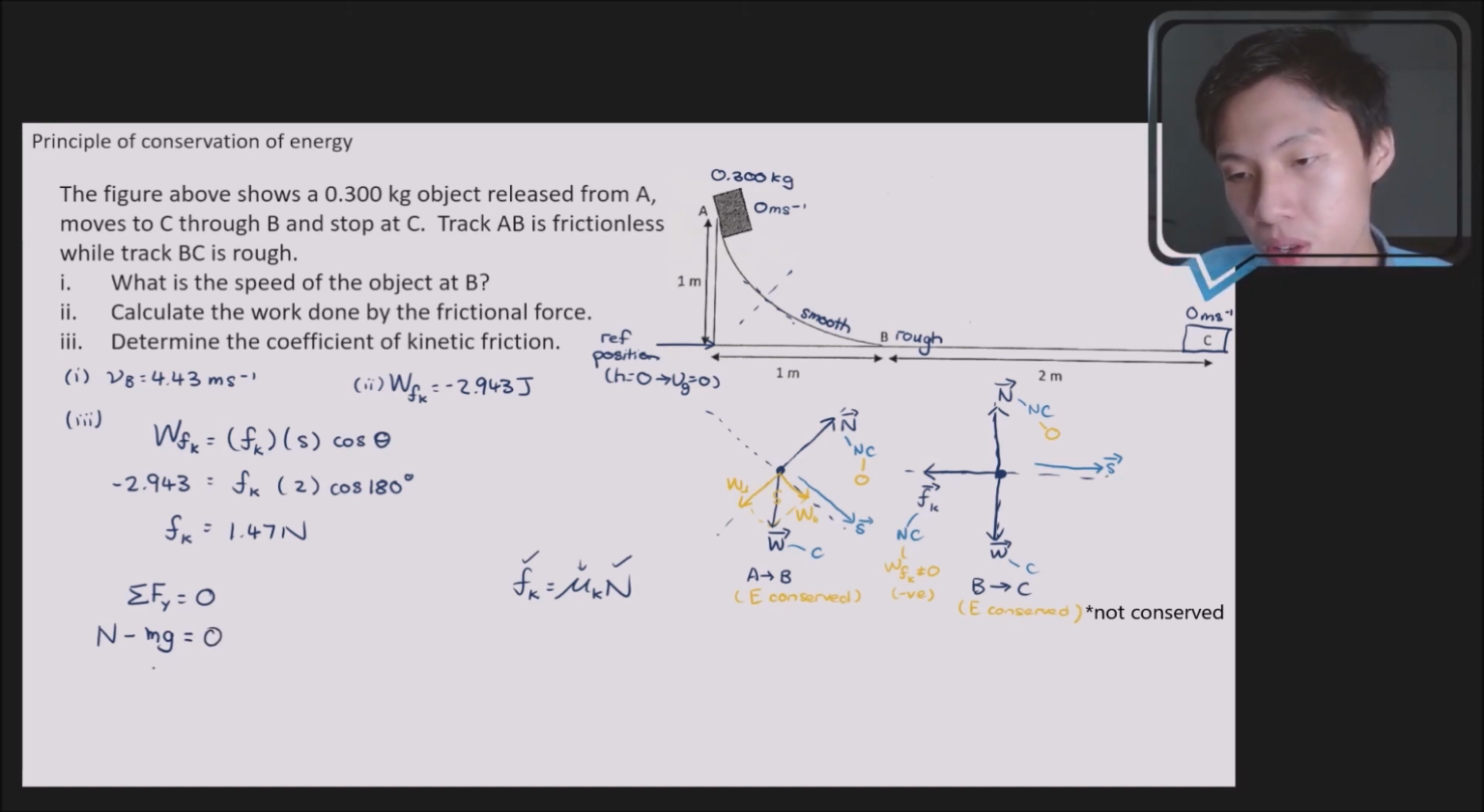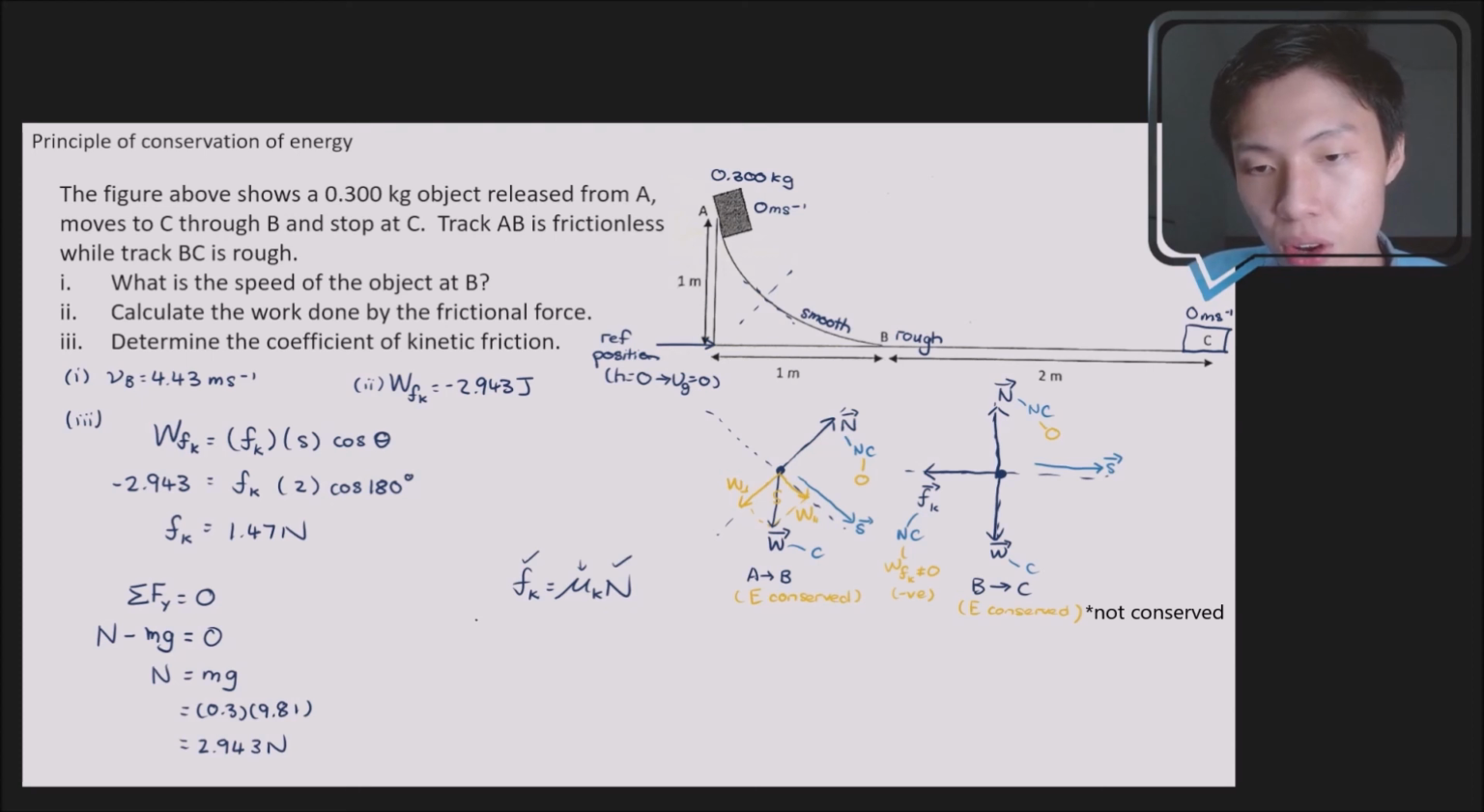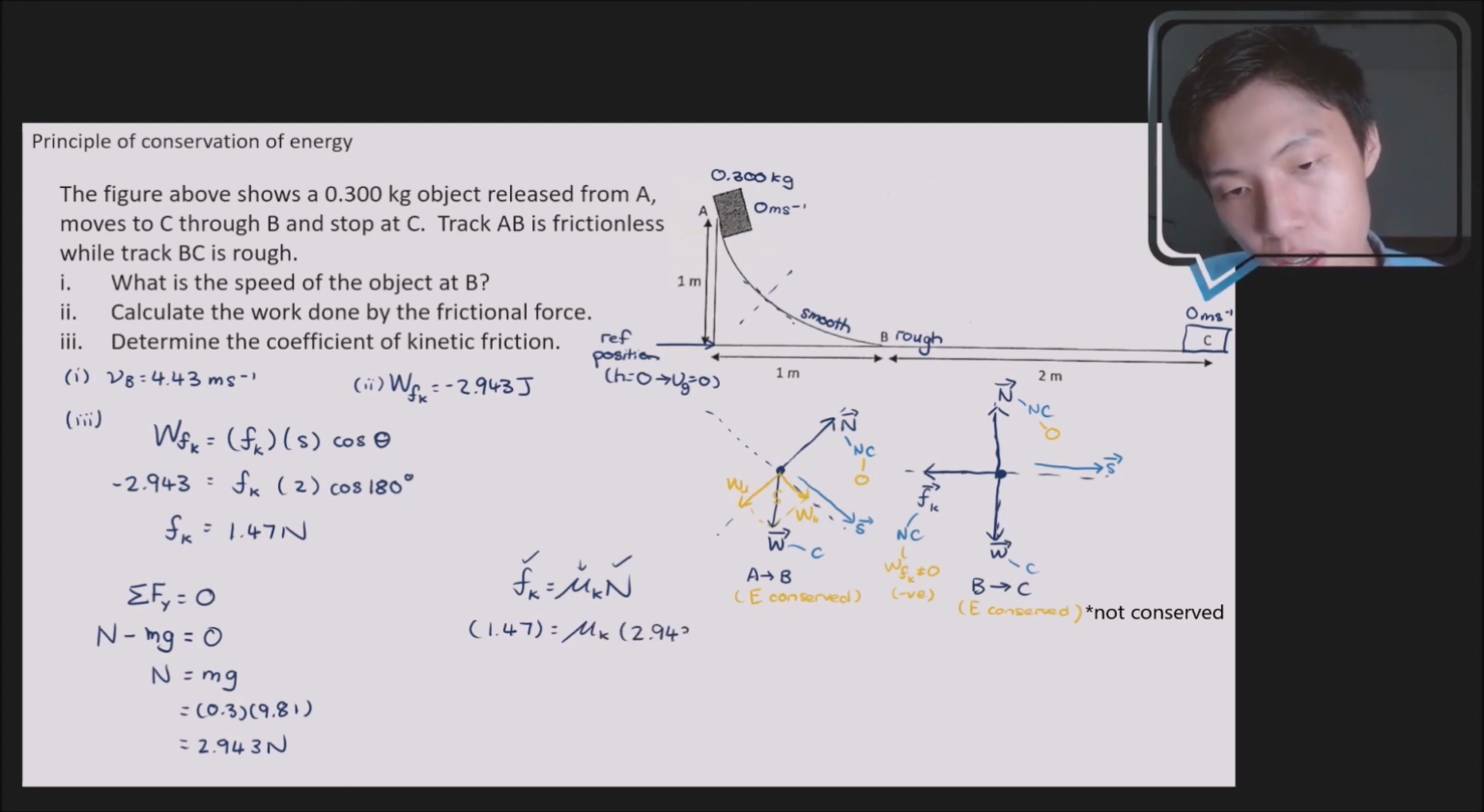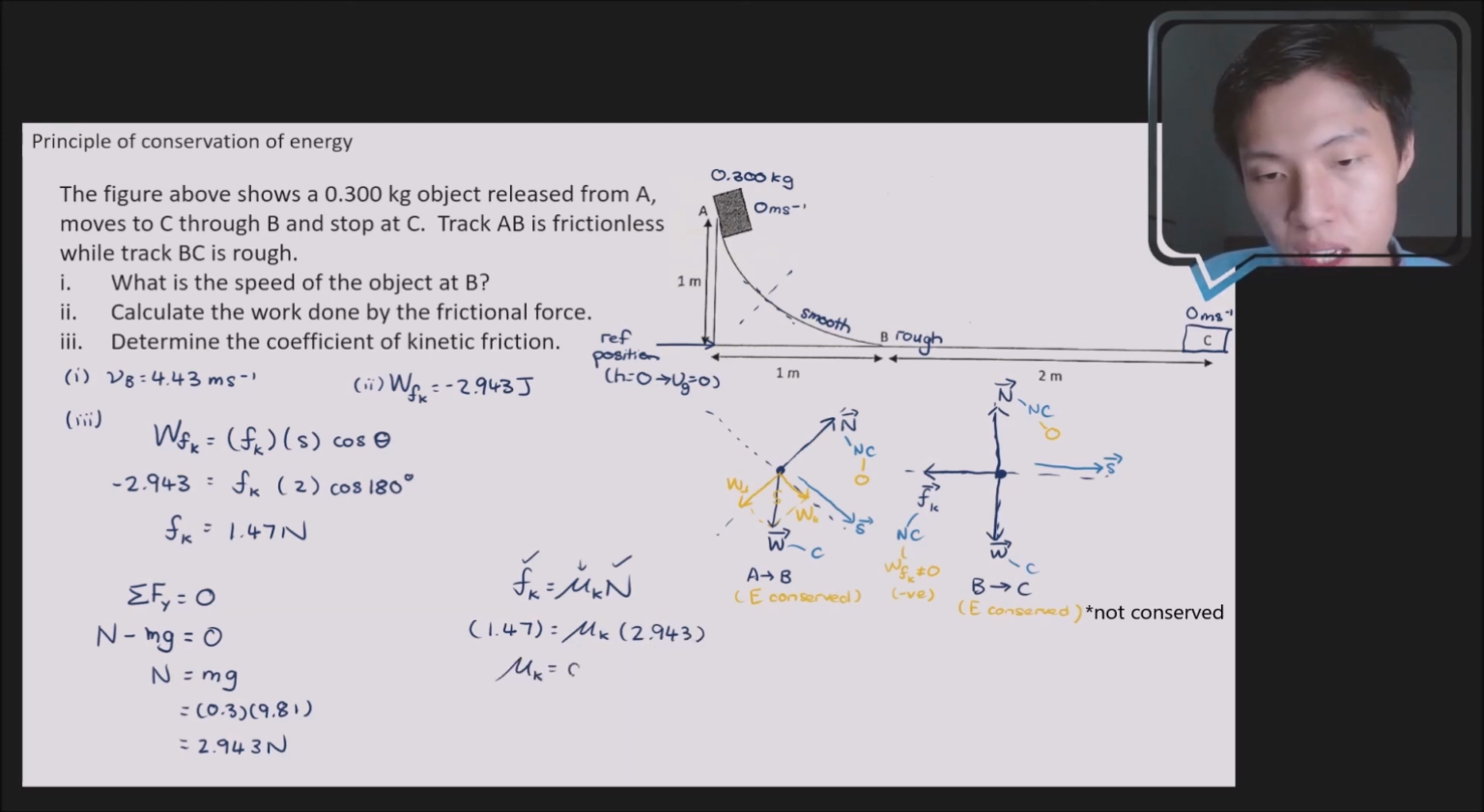So from here you know that the normal force will be equal to mg, and mg is just 0.3 times 9.81, so you get 2.943 Newton for your normal force. And now you have your kinetic friction 1.47, you have your mu k that you want to determine, and you have your magnitude of normal force to be 2.943. Using your calculator, you should get the answer for mu k to be 0.5, and that will be the coefficient of kinetic friction.